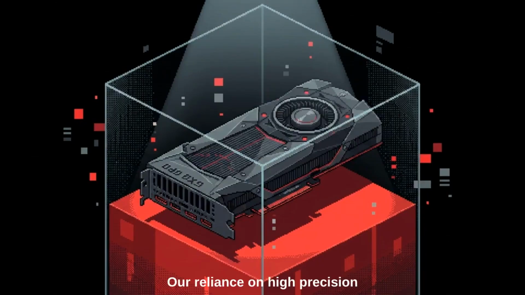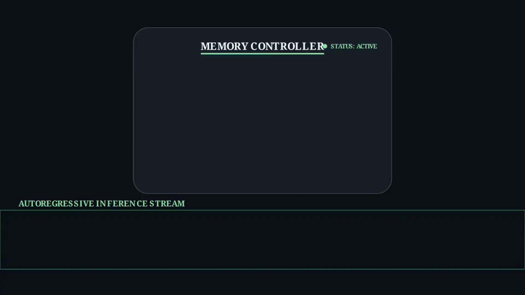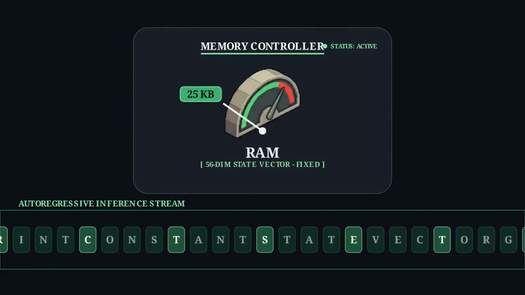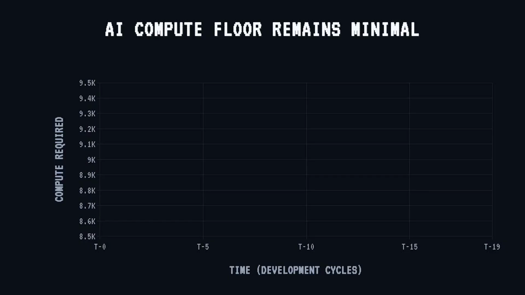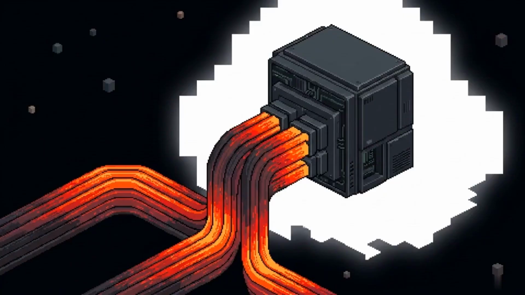Our reliance on high-precision matrix multiplication in GPUs is a historical artifact of hardware design. The BBC Micro proves that addition is enough. If coherent autoregressive inference can execute within 25 kilobytes of RAM without multiplication, the theoretical floor for running local AI is vastly lower than standard scaling laws suggest.